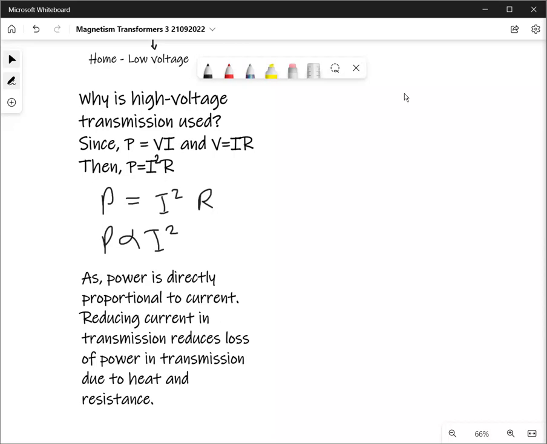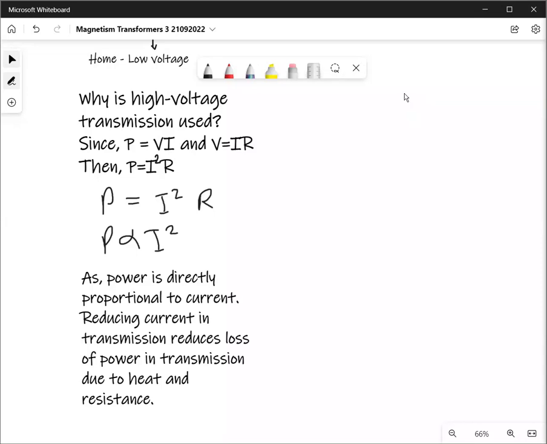Shreya, Anas, your next question: why do we reduce current in transmission? Anas, answer, please. Reducing current in transmission reduces loss of power in transmission due to heat and resistance. Wow, that's amazing. Good, one mark to you.